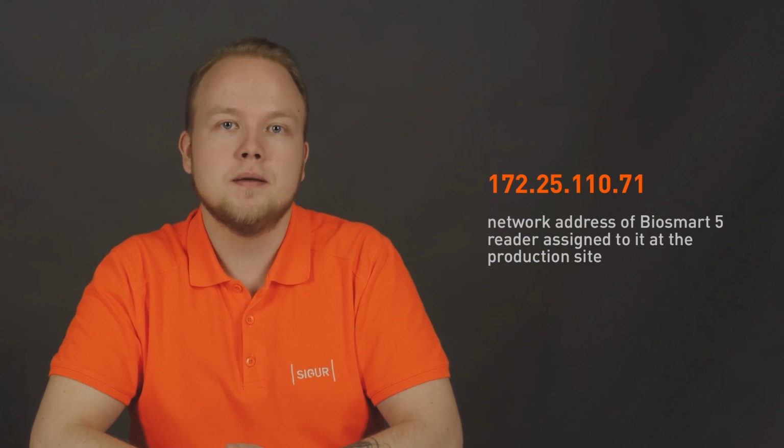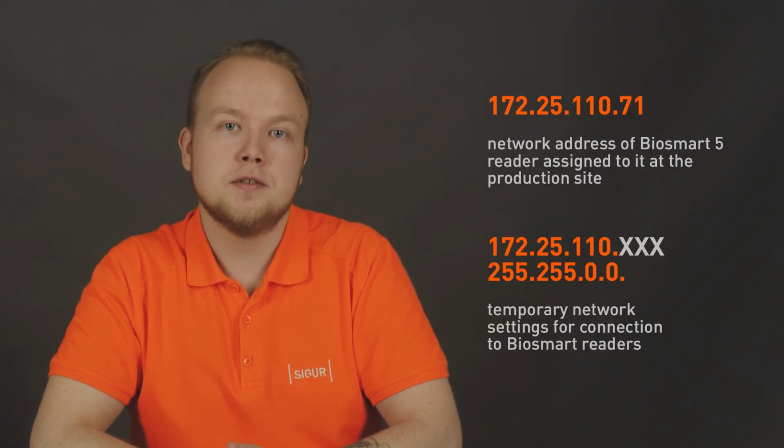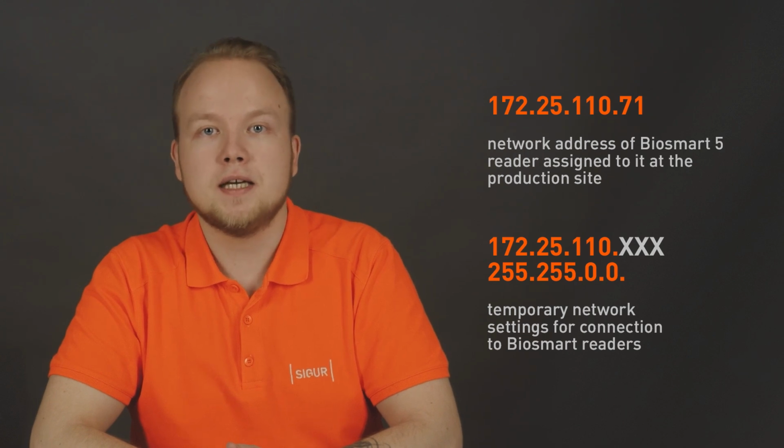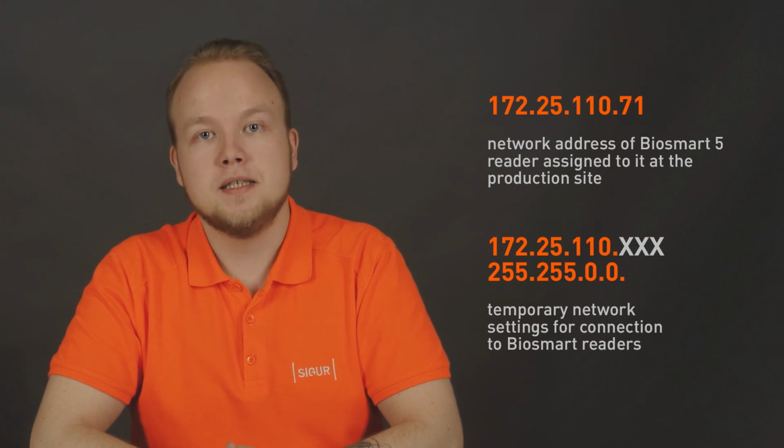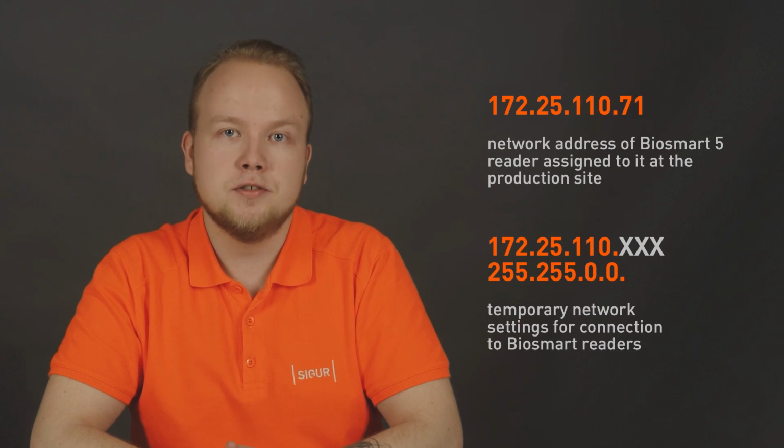Biosmart readers come with factory-set network settings, and these need to be changed to match the parameters of the network being used. At the time of recording this video, the Biosmart 5M series device is supplied in such a way that to configure its network parameters, the computer must temporarily set the IP address to 172.25.110. And at the end, specify any value from 1 to 254, except 71, as this is the default reader address. Set the network mask to 255.255.0.0. In case of changes in the delivery conditions of Biosmart readers, refer to the documentation on the manufacturer's official website. We have set all necessary network settings, so we will continue the configuration in the Biosmart software.